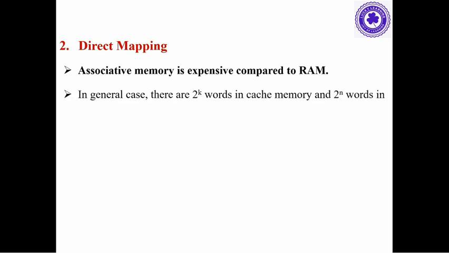So we go with the next technique called direct mapping. Associative memory is expensive compared to RAM, so we go with the alternative technique called direct mapping. Here in direct mapping, assuming the memory takes 2 power n words, an n-bit address we use for addressing the main memory, and a k-bit address will be used to address the cache.